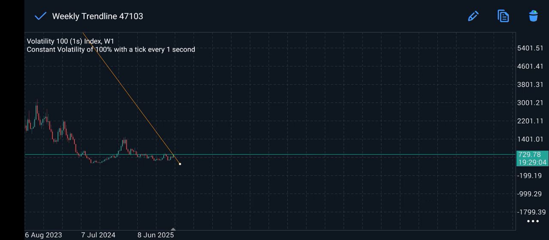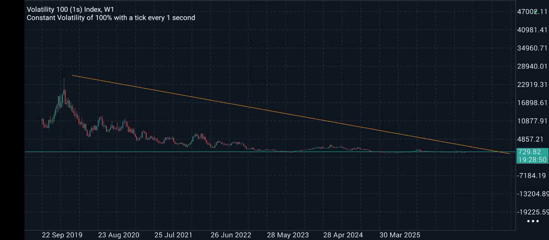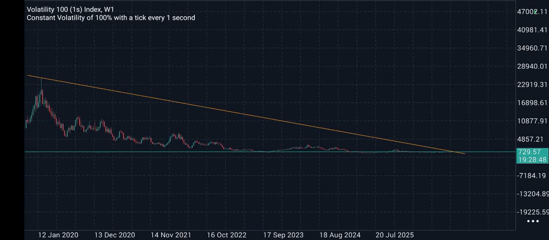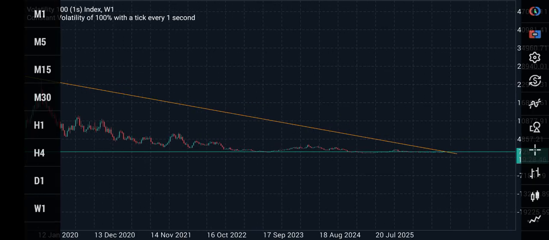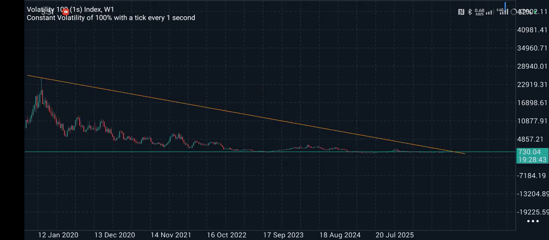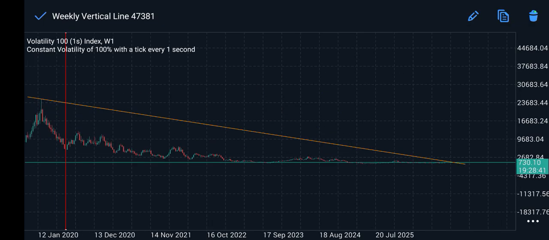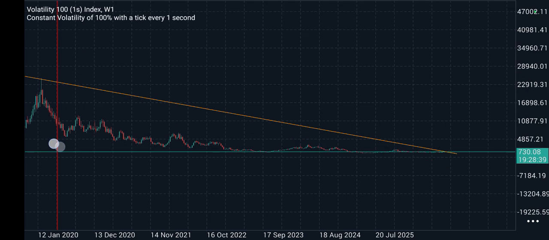Remember the definition, they said a trend line is a straight line that connects two or more price points on a chart and extends into the future. You can see that I'm drawing this trend line ahead of the market. Are you getting me? So now you can see I have my first touch there. I have my first touch at this particular point.